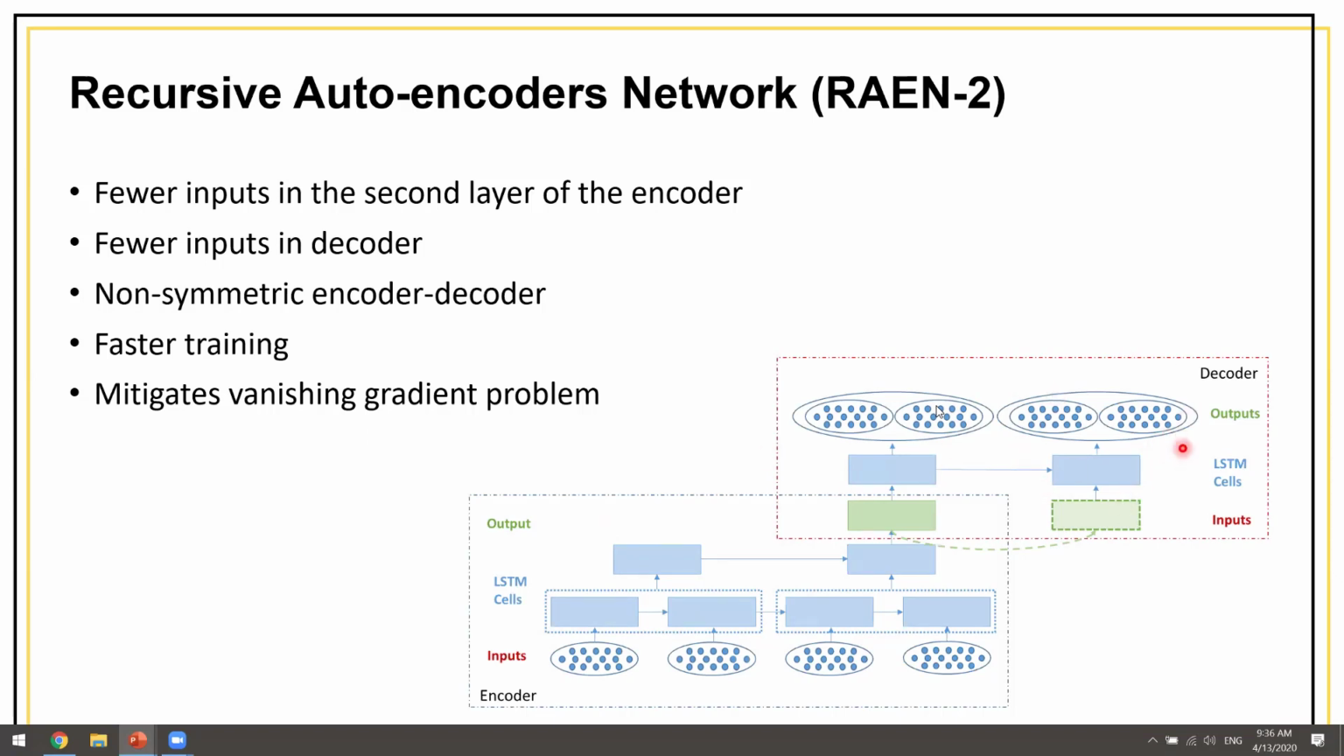Also, we decided to evaluate a non-symmetric encoder decoder. Here we can have only one layer of LSTM instead of two, so the training will be faster.